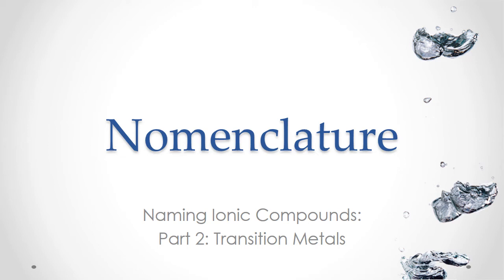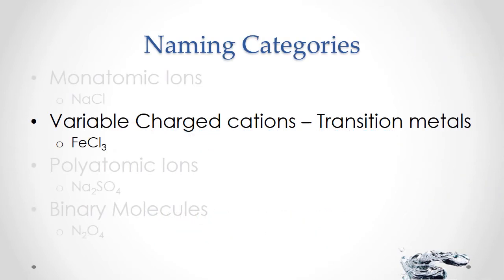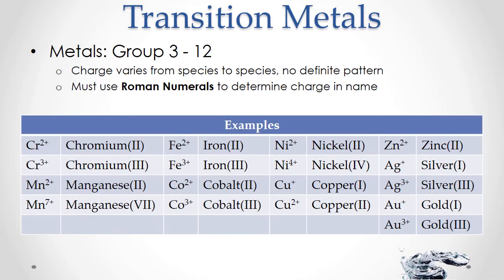As we continue our adventure in nomenclature, I want to turn to the variable charge cations, our transition metals, because these are going to be a very special way of naming, and we have to pay very close attention to what we're doing in order to name them properly. All of our transition metals are going to be in group 3 to 12. The transition metals are going to have variable charges.